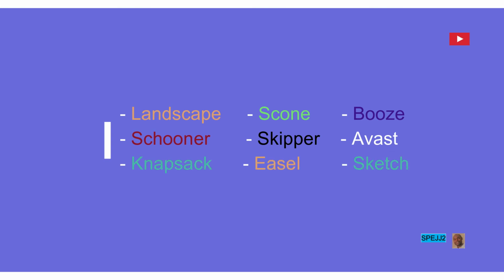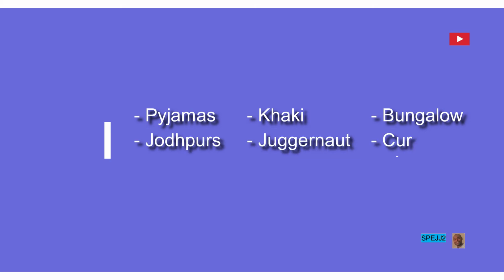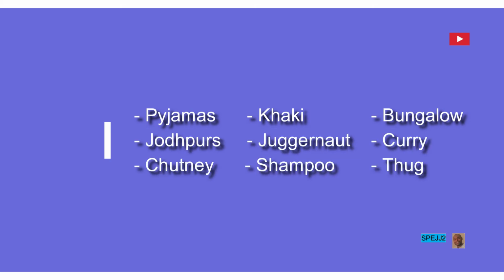Words from the Netherlands were also included in the English tongue, such as landscape, scorn, booze, schooner, skipper, avast, knapsack, easel, sketch, etc. Many words from India are very frequent in English today, like pajamas, khaki, bungalow, jodhpurs, juggernaut, curry, chutney, shampoo, thug, etc.